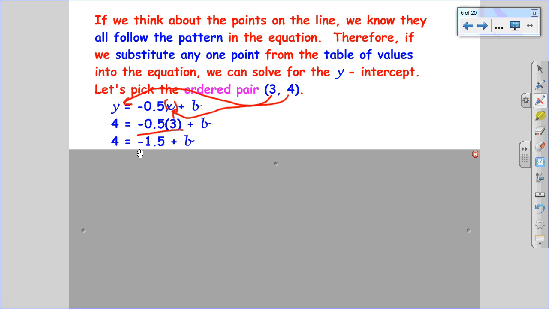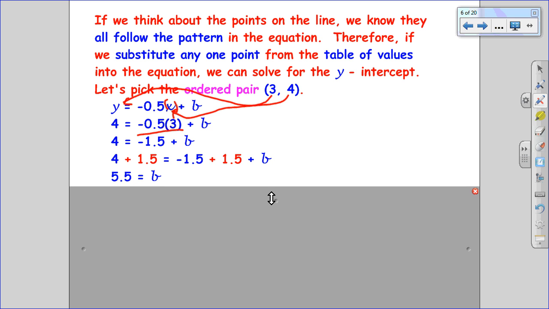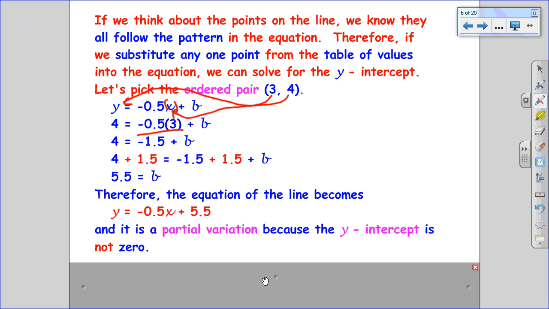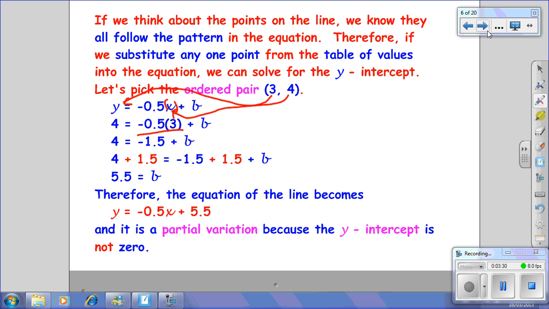I need to get rid of this subtract 1.5 by adding 1.5 to each side, and I get my y-intercept is 5.5. The equation of the line is y equals negative 0.5x plus 5.5, and I can say it's a partial variation because the y-intercept is in fact not 0.